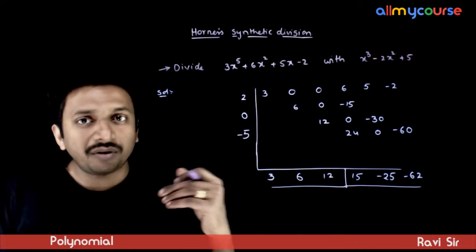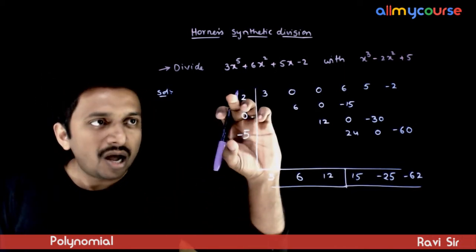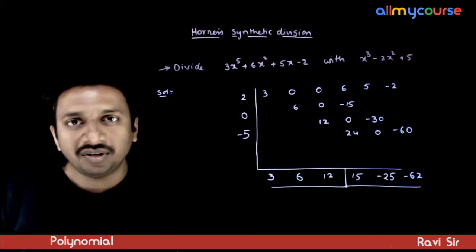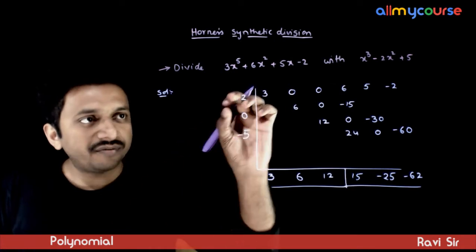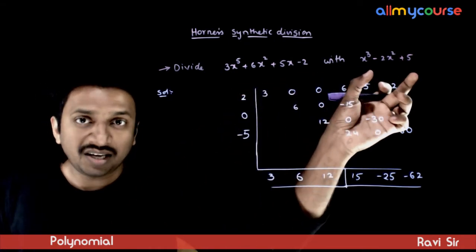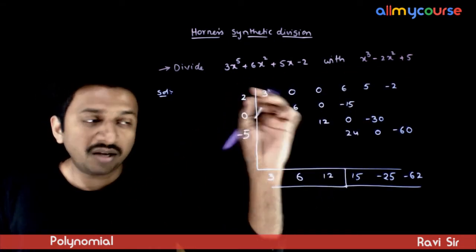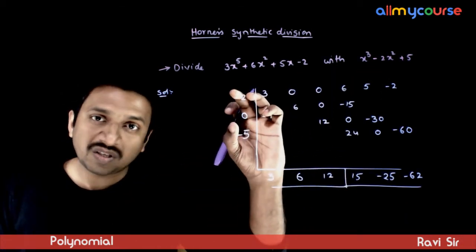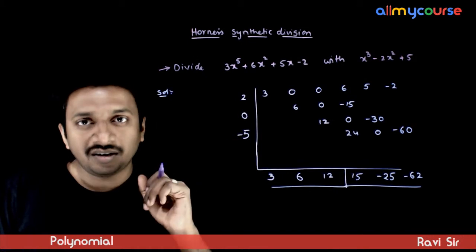The other way of understanding this is that whatever the number of numbers in the divisor row, that many numbers go to the remainder. If you have a linear factor, you have only one number here, so only one number goes to the remainder. If you have a quadratic, you get 2 numbers here, so 2 numbers are there in the remainder.